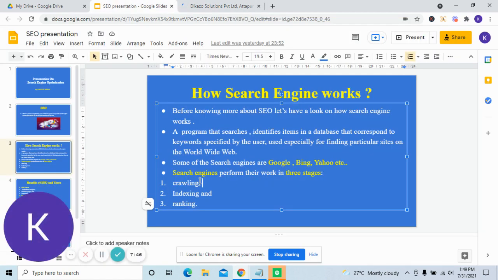So that is the action performed by the crawling. So indexing: after collecting the data your website is providing, it is going to index that data under some category.